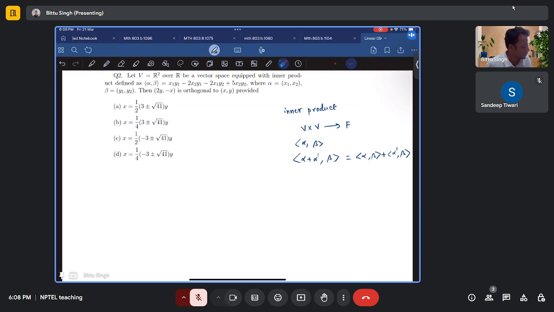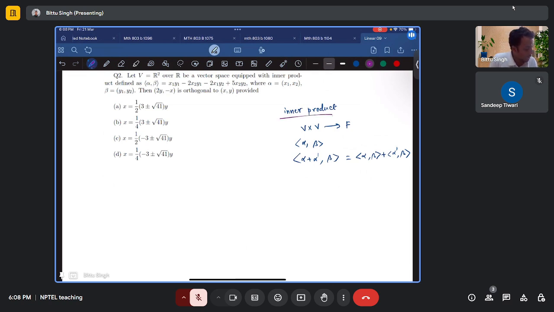But there should be some conjugation. For example, alpha comma C beta is the same as C bar times alpha comma beta. We need to take C bar here. So those are some properties. Another thing is that alpha comma alpha is 0 if and only if alpha equals 0. So those kinds of properties should be satisfied. It is a generalization of the usual dot product. You already know the dot product; this just generalizes that.